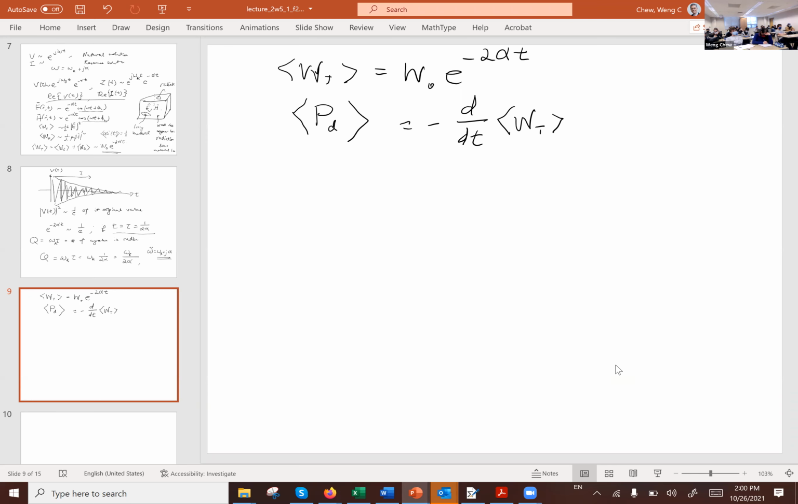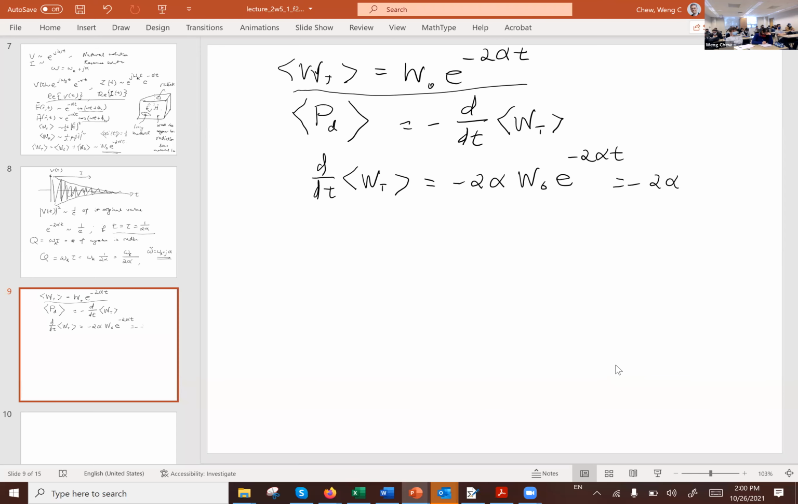Okay. So, but we know that W(t) is behaving in this manner. So the rate of change of W(t) must be minus 2 alpha W0 e to the minus 2 alpha t, which is minus 2 alpha W(t). And this is equal to minus P_D.